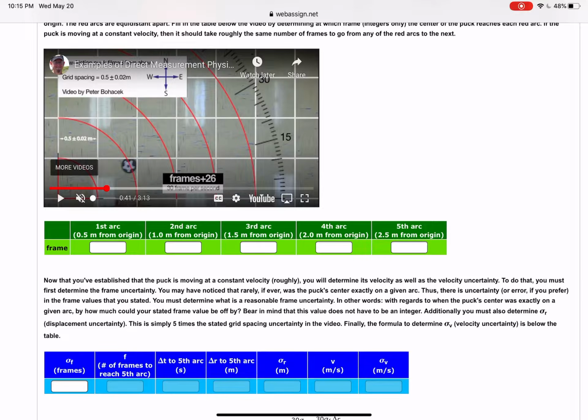But there are some things that are clearly unreasonable as uncertainties. For example, you're not going to be off by 10 frames. This is not going to be frame 26 plus or minus 10 frames. That is completely unreasonable. At the same time, you can't be too small. So you can't be too big, you can't be too small.